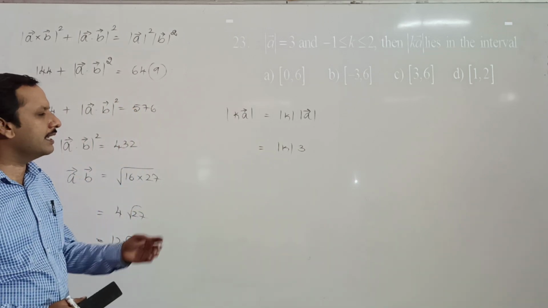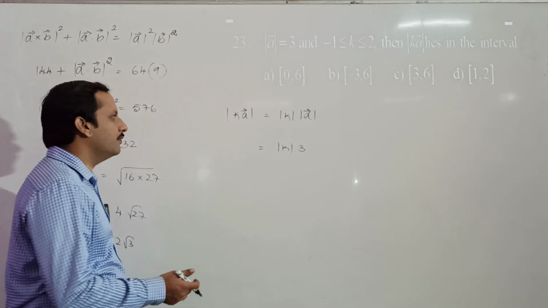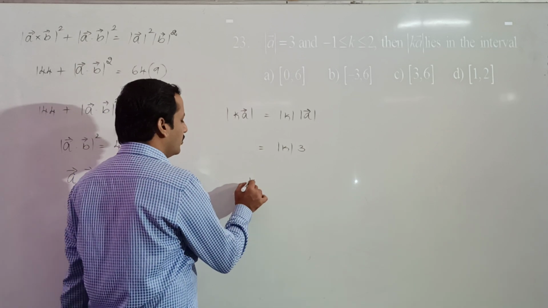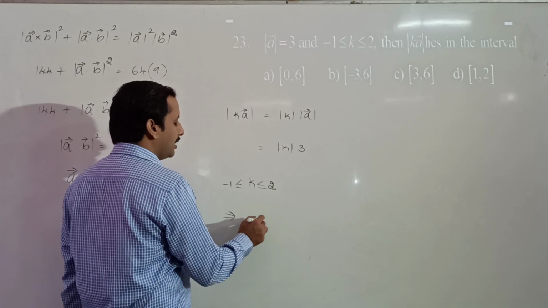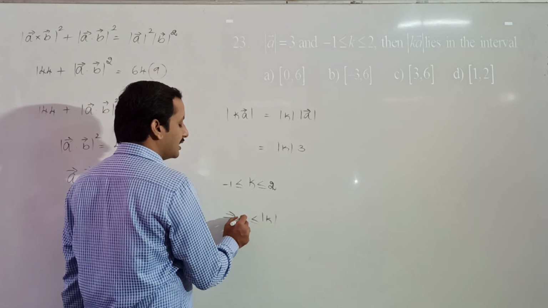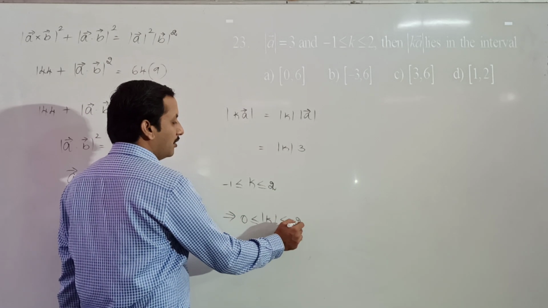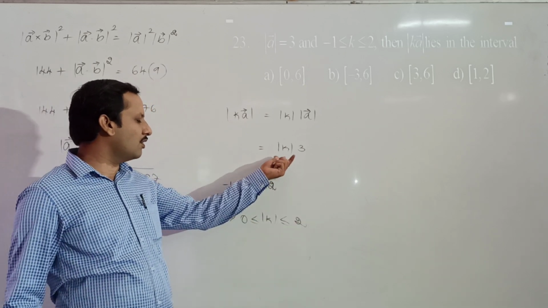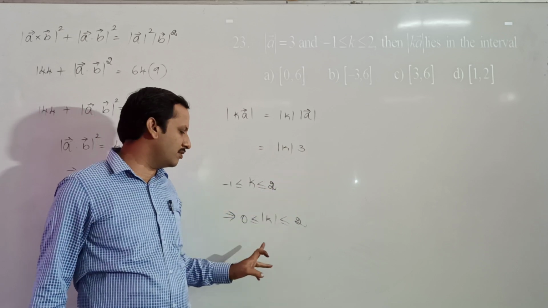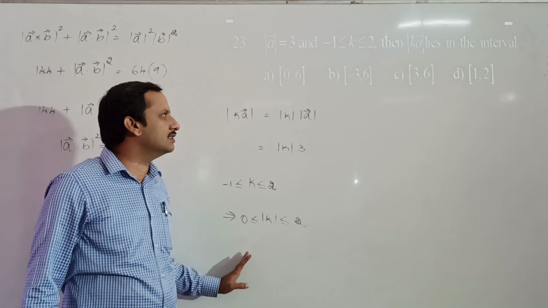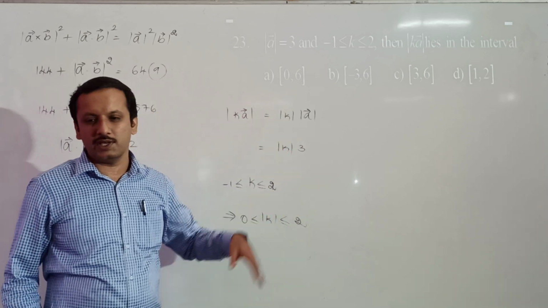Okay? So K lies between minus 1 and 2. When K lies between minus 1 and 2, K is greater than or equal to minus 1, less than or equal to 2. This will imply that modulus of K is always greater than or equal to 0, less than or equal to 2. So modulus of K lies between 0 and 2. So modulus of K, multiply this by 3, will lie between 0 and 6.